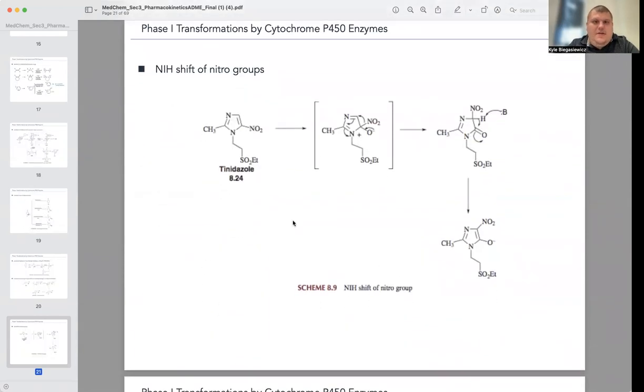So this one, 21, is a reiteration of what I just mentioned. Keep in mind those NIH shifts can happen for chlorine, bromine, iodine, nitro groups, but will not happen for fluorine.